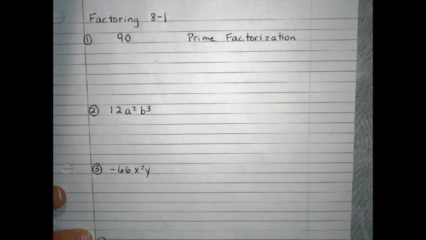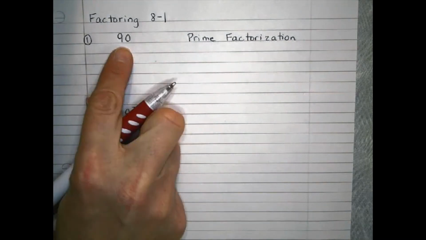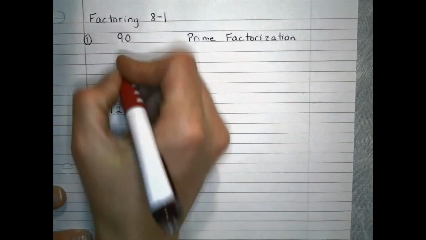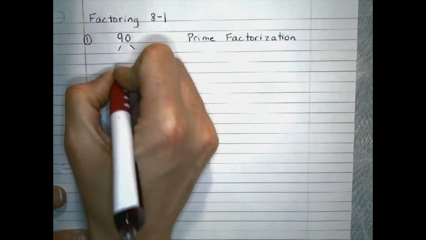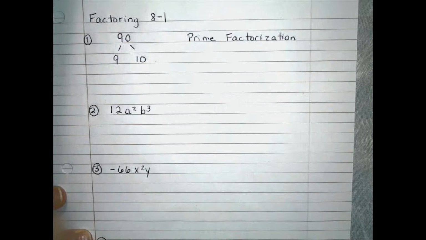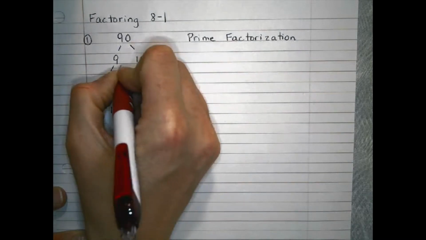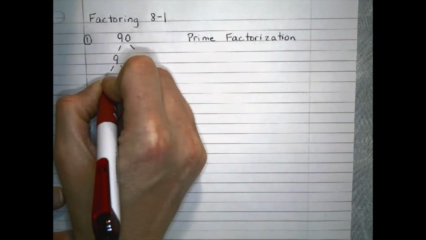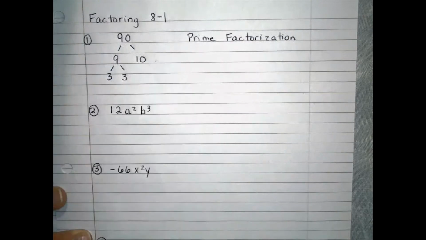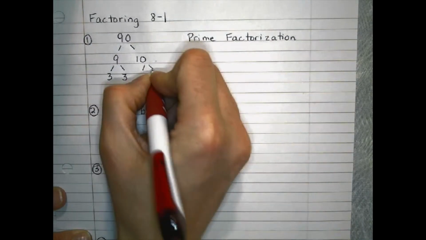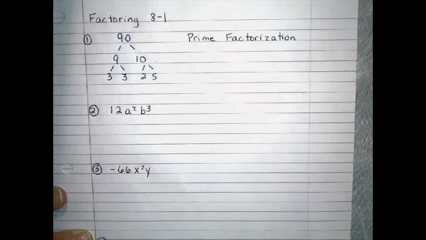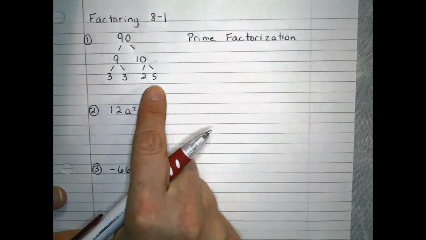So the first question I ask myself is, what two numbers could I multiply to get 90? The first two that pop into my head are 9 and 10. I then have to ask myself, is 9 a prime number? Remember that a prime number is a number that can only be divided by 1 and itself. So of course 9 is not, because 9 is the product of 3 and 3. 10 can be broken down to 2 times 5. These are all prime numbers.